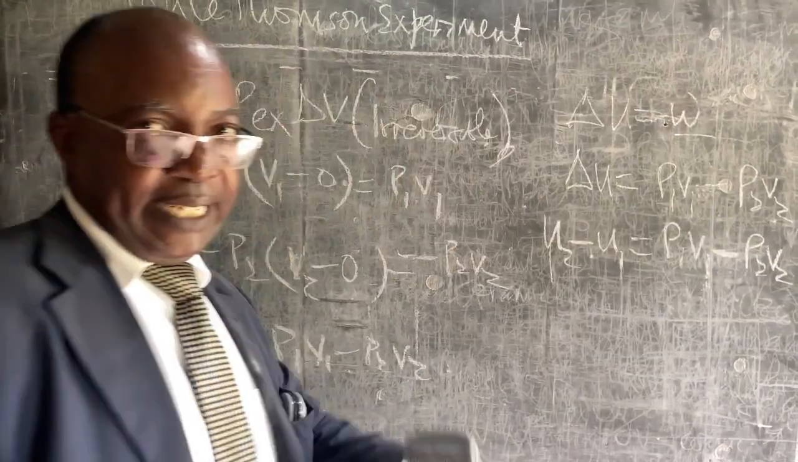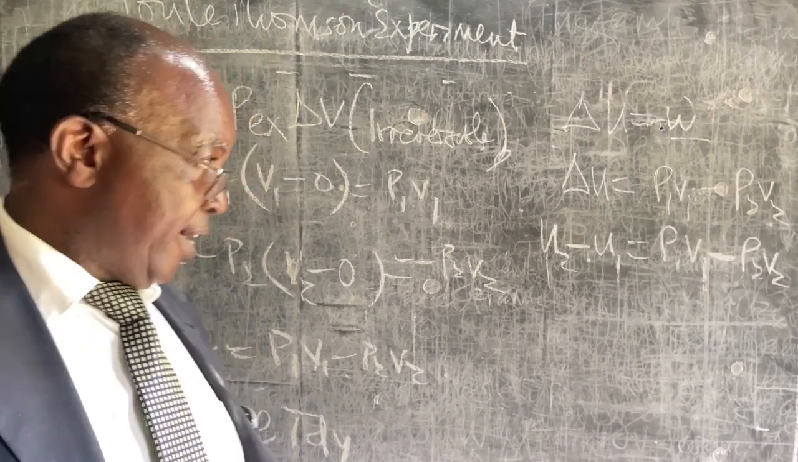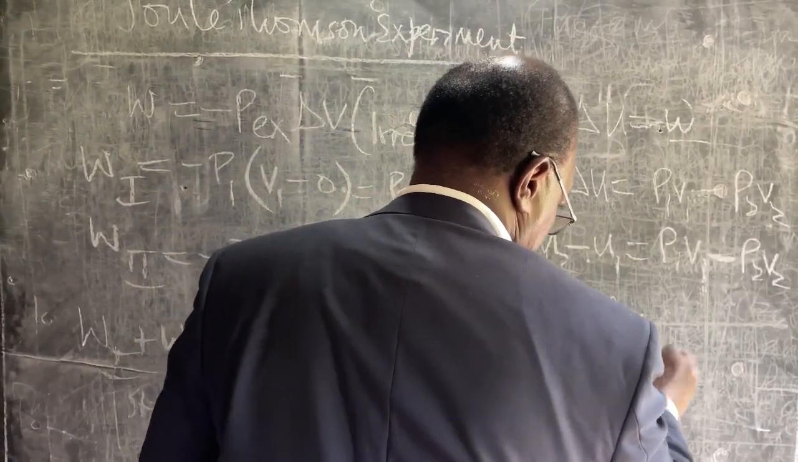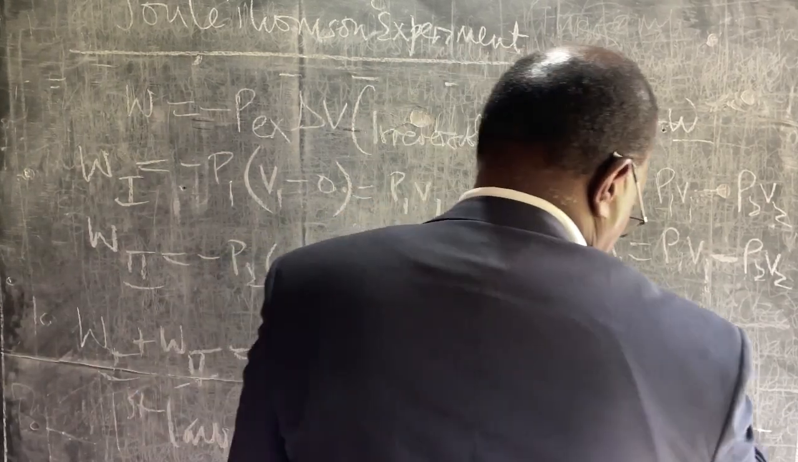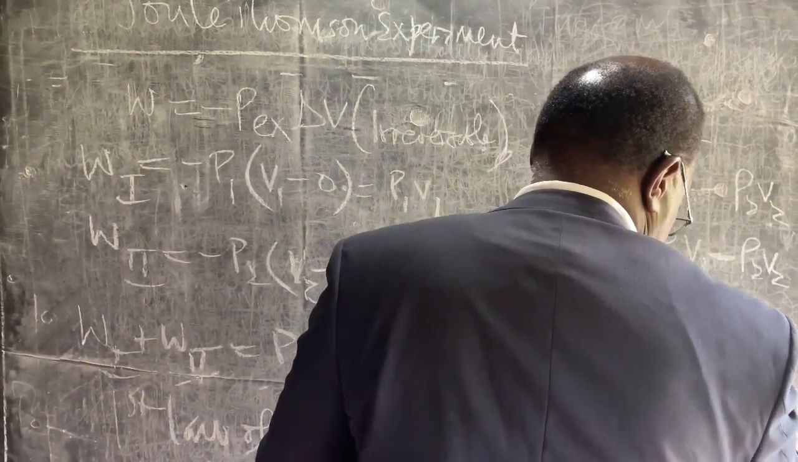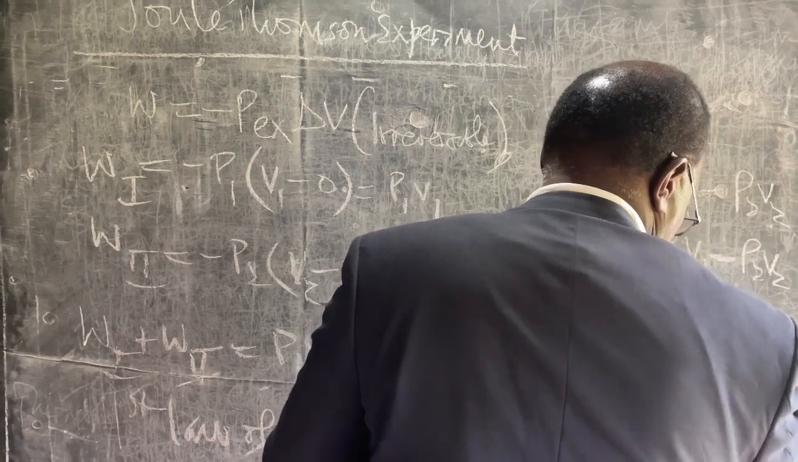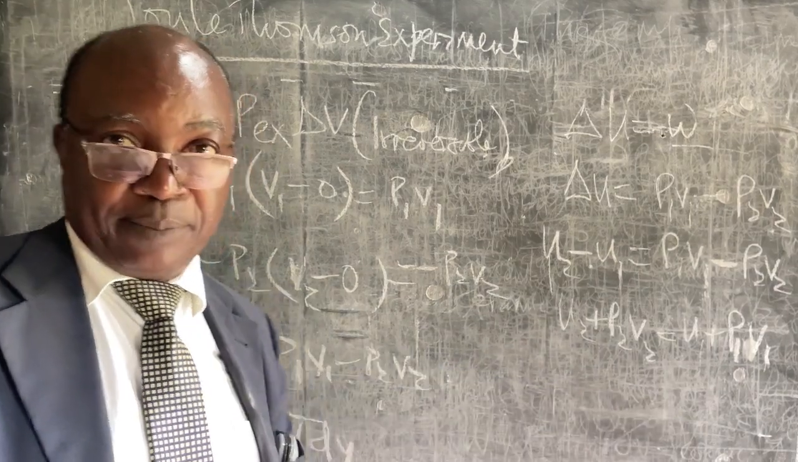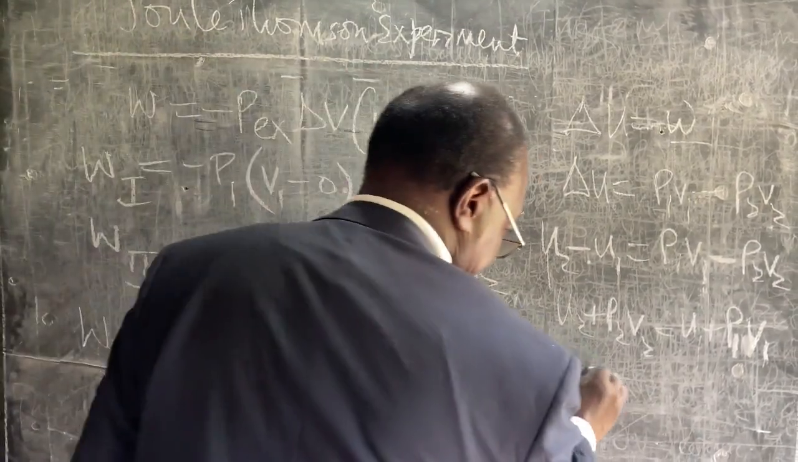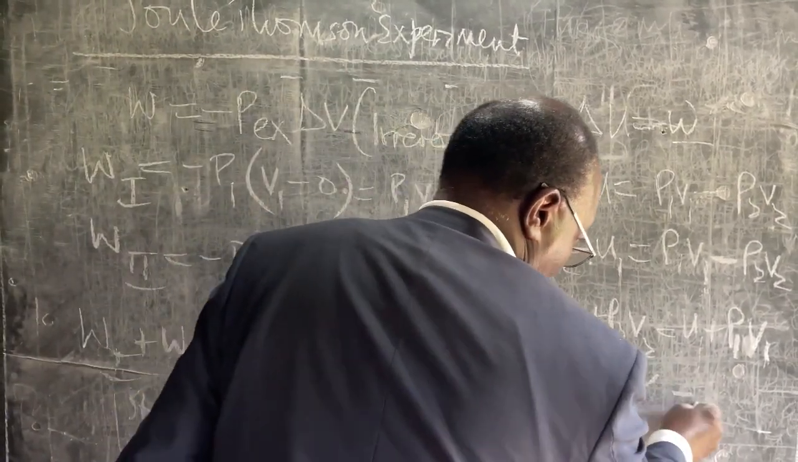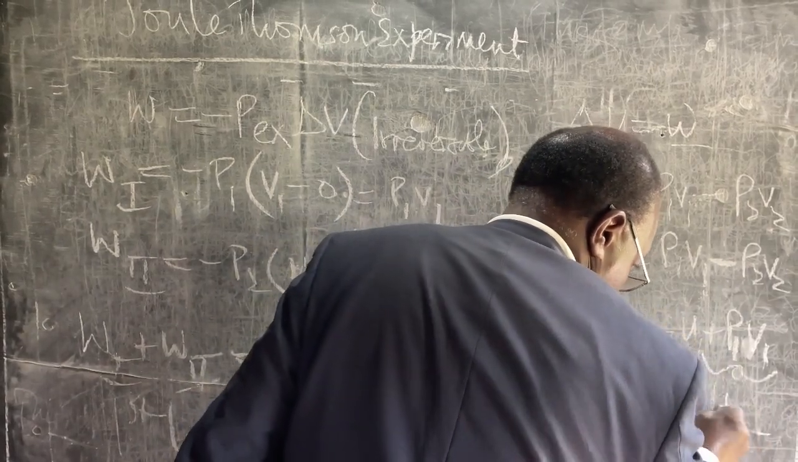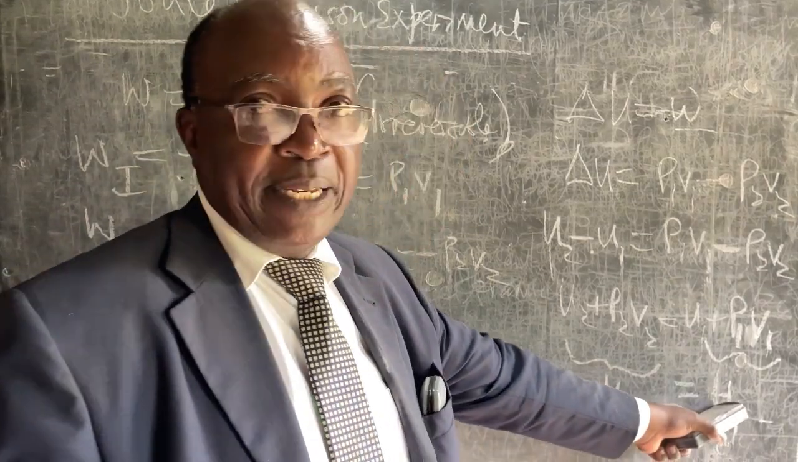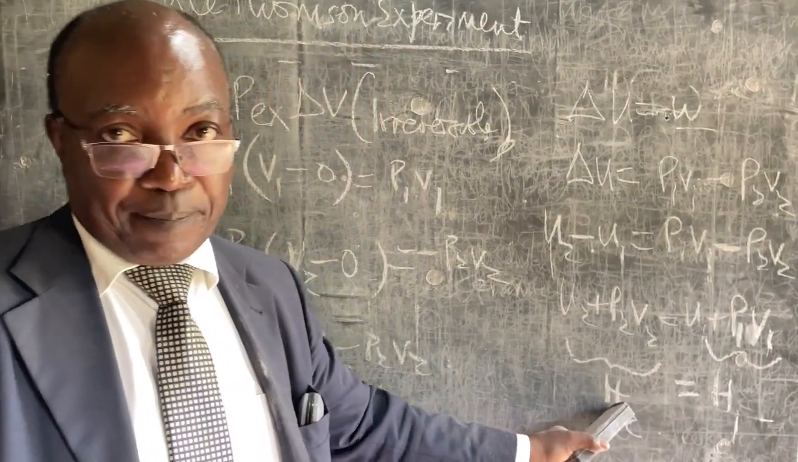So if we collect the like terms, the ones together, the twos together, then you have U2 plus P2 V2 equals U1 plus P1 V1. But if you look at that expression, you are familiar with it now. We had said that H is U plus PV. So all this means is that H2 is equal to H1. So what's the import of that? It means the enthalpy in compartment 1 is the same as the enthalpy in compartment 2.